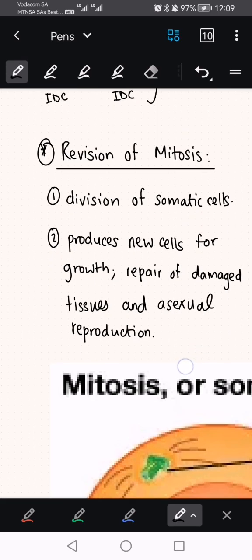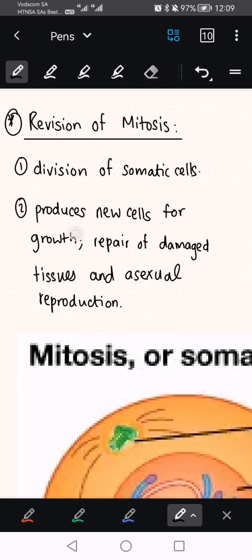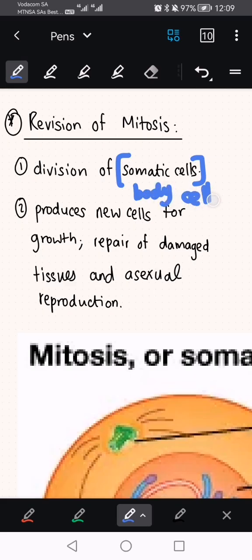Now, if we're going to quickly look at mitosis, we're just going to have some revision now. Mitosis is the division of somatic cells. In the exam, they can ask you what are somatic cells. All you say is somatic cells are body cells. You can just write body cells and you will get the mark. You don't have to write somatic cells again. If they ask you what are somatic cells, your answer would just be body cells.